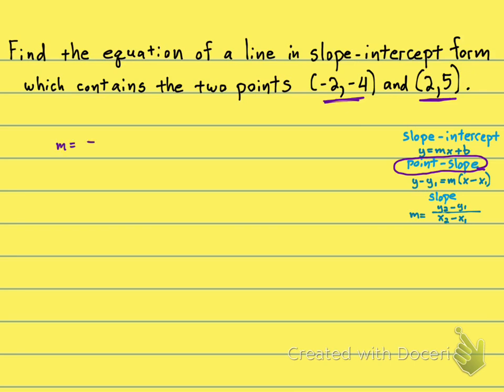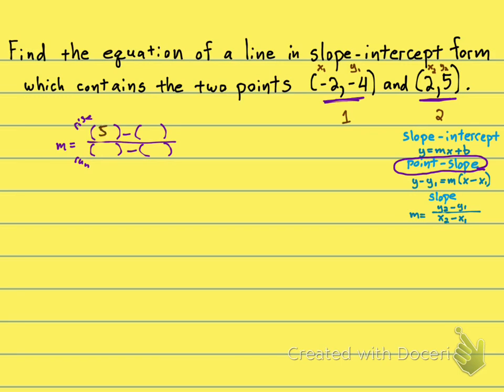M equals y2 minus y1 over x2 minus x1. Okay, so that is the rise, the difference in the y values, over the run, the difference in the x values. We're going to label our points 1 and 2, and it doesn't matter which one is 1 or which one is 2. First comes x, then comes y, so x sub 1, y sub 1, x sub 2, y sub 2. So let's plug these numbers in.